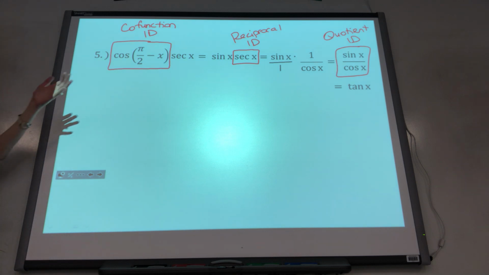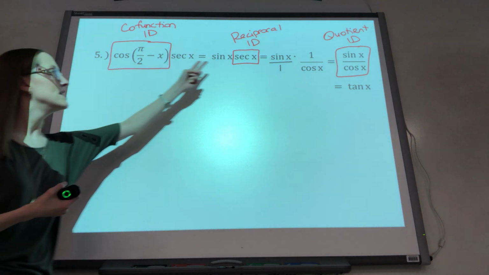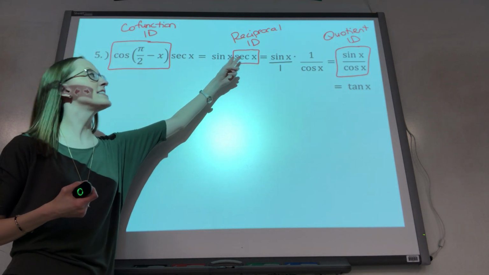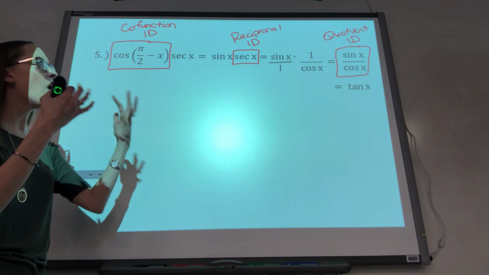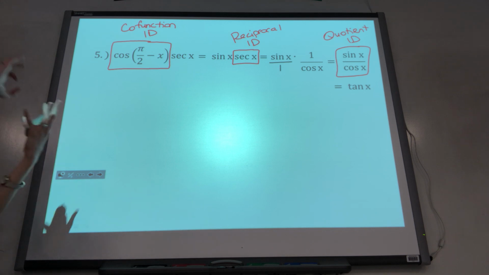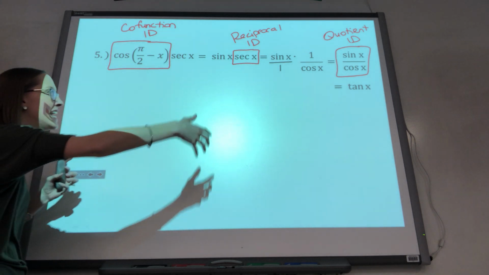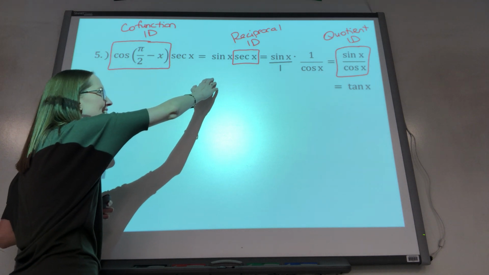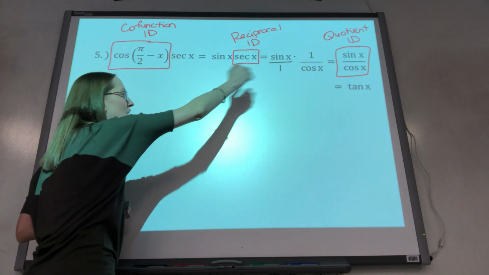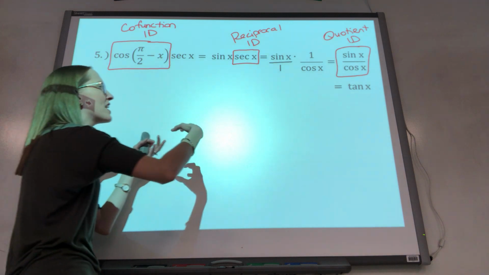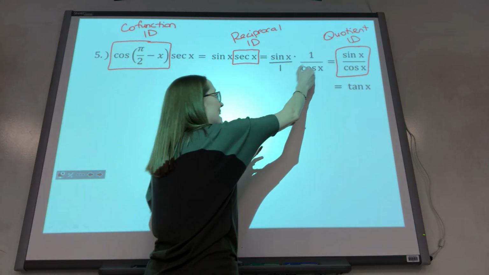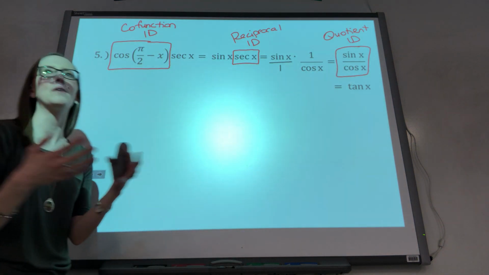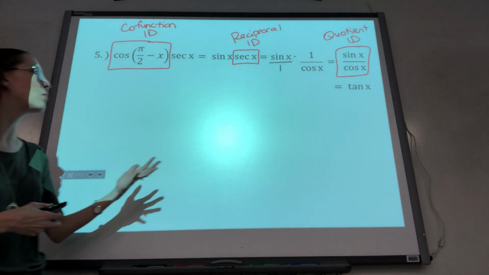Now again, how did I know to rewrite that instead of that? You're always on the lookout for what's going to happen next. If I rewrite that as 1 over cosecant and that as 1 over cosine, you're going to end up with cosecant and cosine on bottom, and that's not really going to get you anywhere.